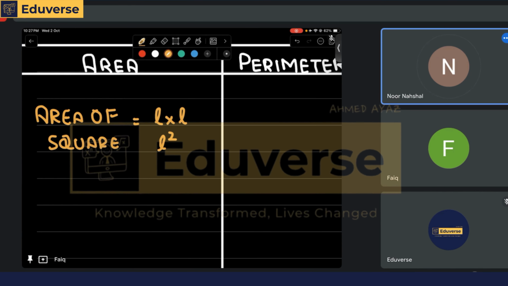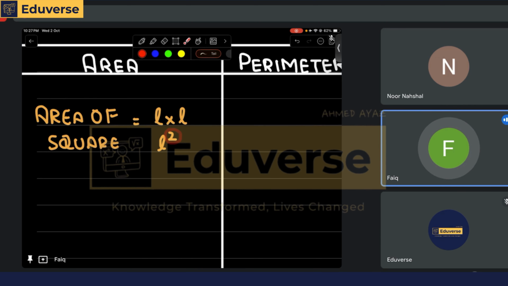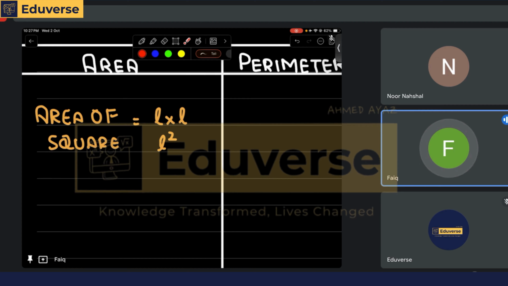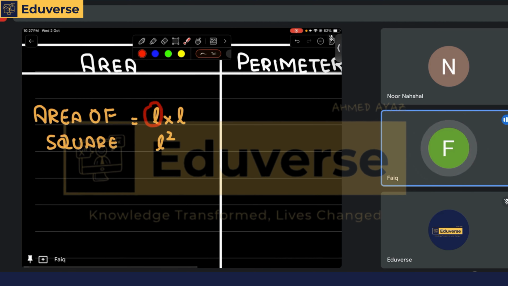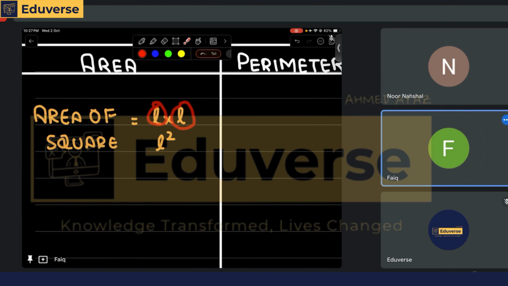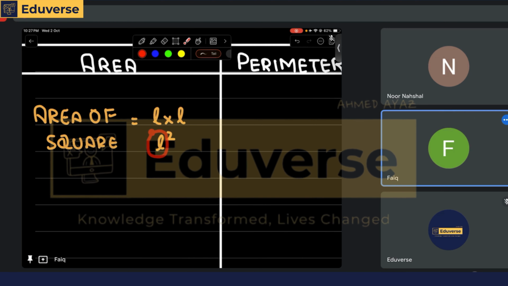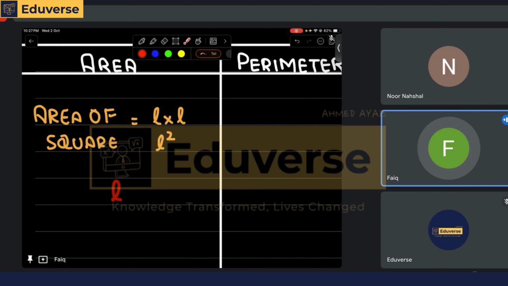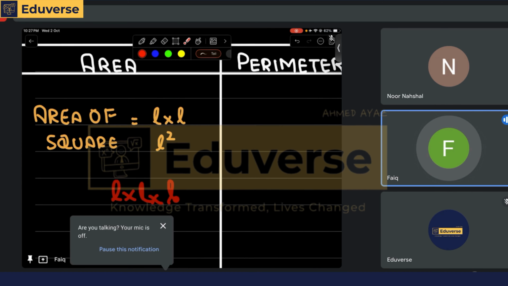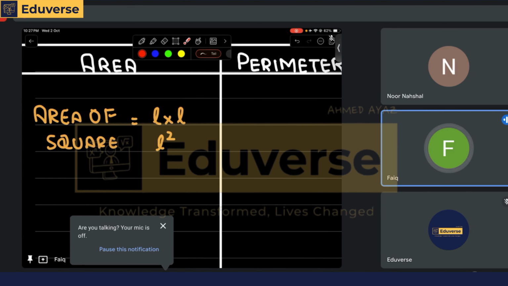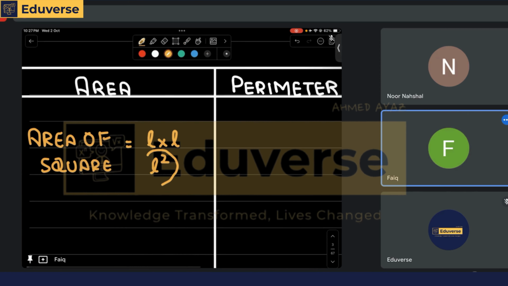And why did we write it as L to the power 2? Because whenever there is an alphabet or a number that is being multiplied by itself, in this case L and L, instead of writing it again and again, we can simply write it one time, and the number of repetitions we write as the power. So if I write L times L times L, instead of writing it again and again, I can write it as L to the power 3. So the area of a square, the formula is L square.